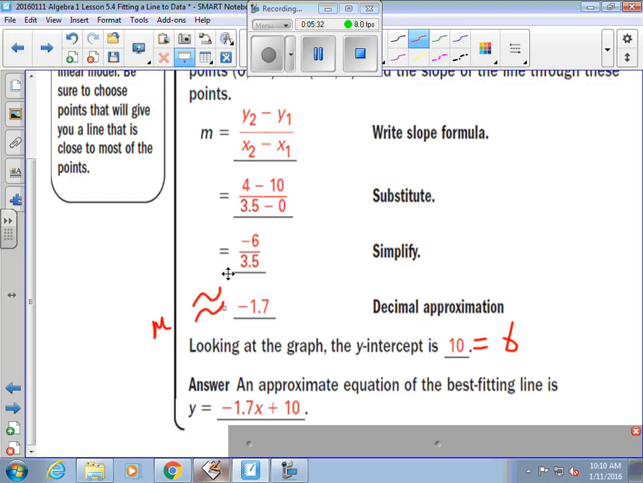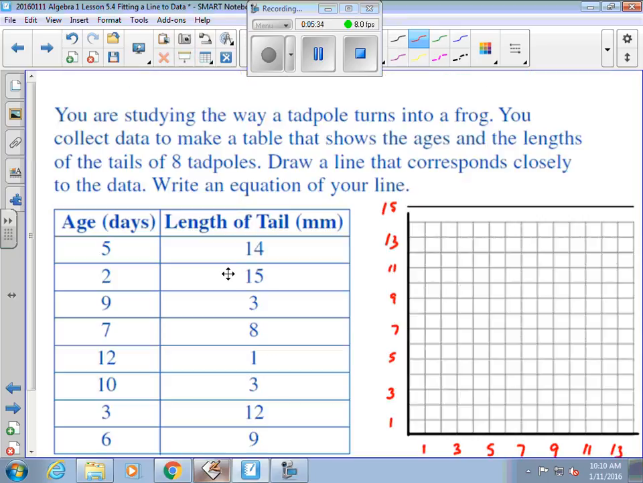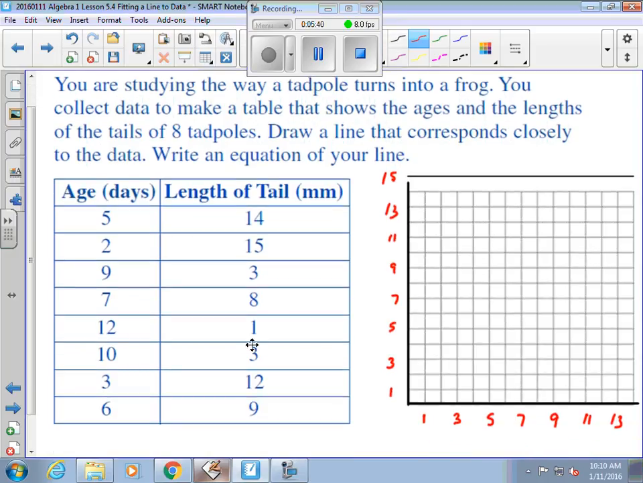On the back, let's do this one. It says you're studying the way a tadpole, don't copy all of this, just graph it. A tadpole turns into a frog. You collect data to make a table that shows the ages and the lengths of the tails of 8 tadpoles. Draw a line that corresponds closely to the data and write an equation of the line.